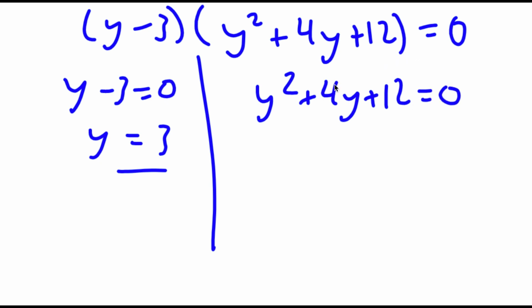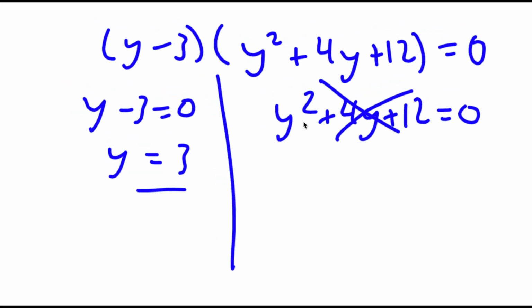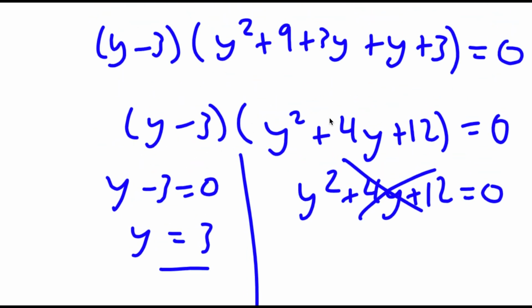So to solve this, we have to use the quadratic formula, which is negative b plus or minus the square root of b squared minus 4ac over 2a. And I'm not going to waste your time actually plugging them in, but if you do, you end up getting that it's less than 0, so this won't work out. So y equals 3 is my only solution to this equation.